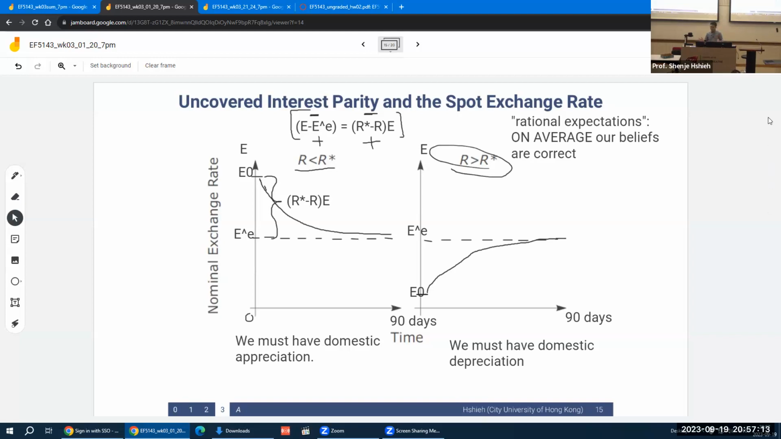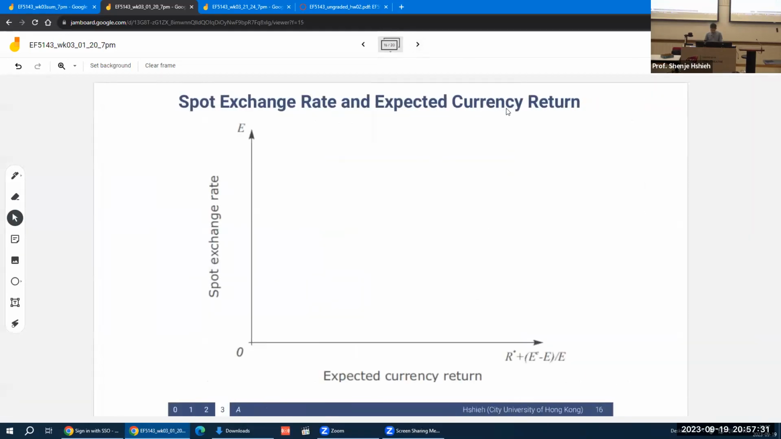All right, comments, questions on this idea of domestic future appreciation, domestic future depreciation, given the interest rate differential direction? Okay, so let's look at this different graph now. Let me put in the UIP equation here so that we can analyze it together.